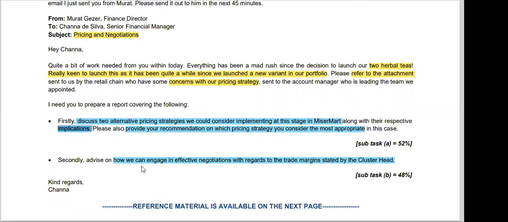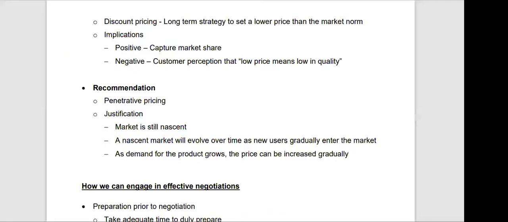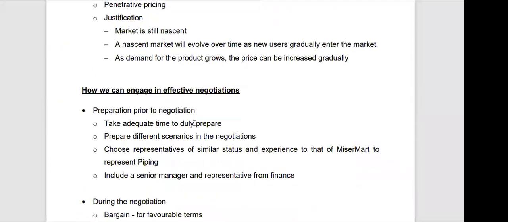Secondly, advice on how we can engage in effective negotiations with regards to the trade margin stated by the cluster head. In the reference material, it was highlighted that the trade managers from our client, with whom we are going to work, want to negotiate with us about the trade margins. So the examiner asks you how we can engage in effective negotiations, or in other terms, how we can carry out negotiations in the most effective manner.